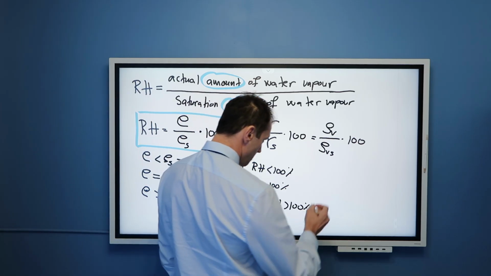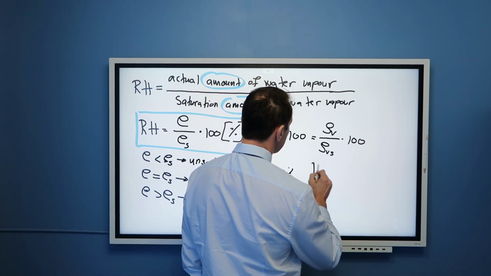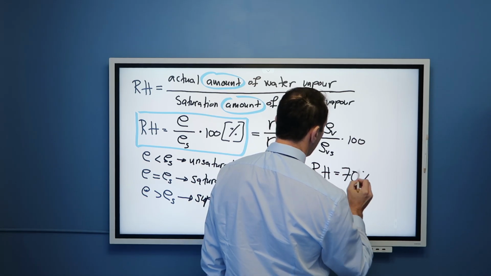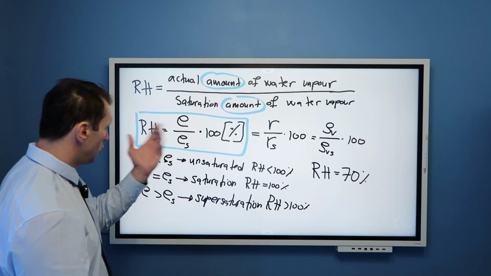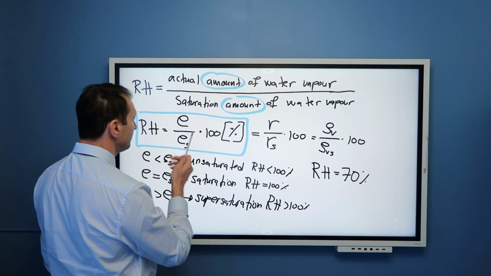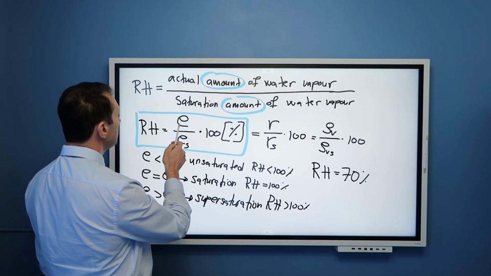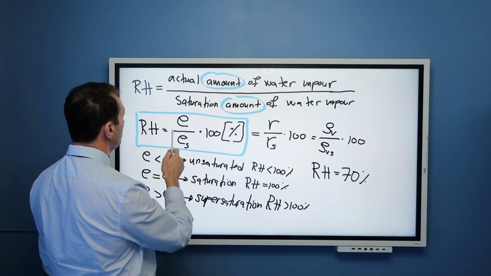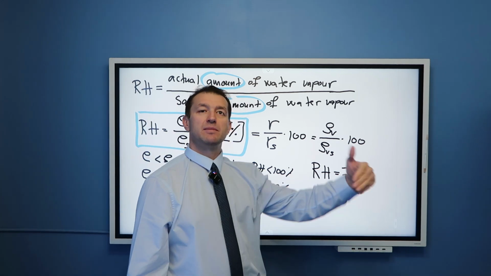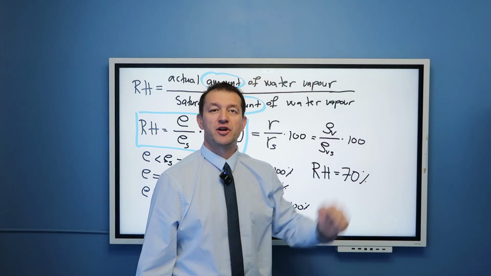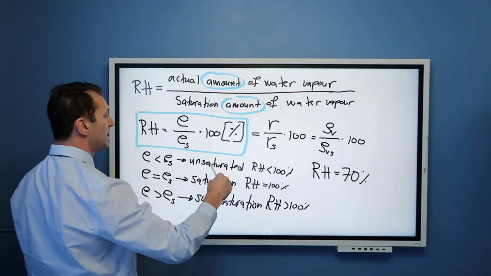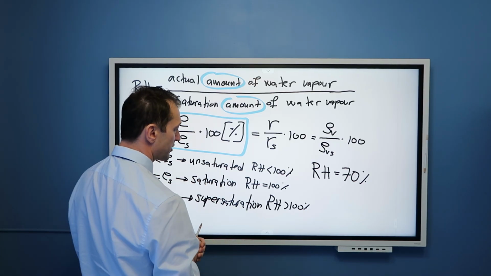Okay, so what would it mean if we say, for example, that relative humidity is 70%? How do we interpret this? Well, we can go to this equation and see that 70% means that e is 0.7 of es. In other words, air reached 70% of the saturation value. We can add 30 more percent of water vapor at a given temperature before we reach saturation.